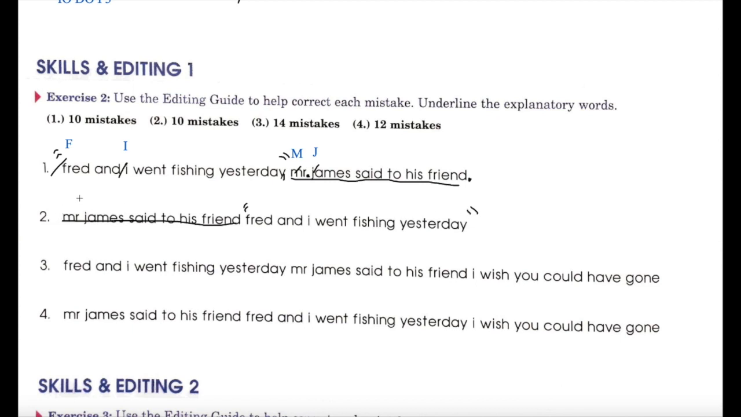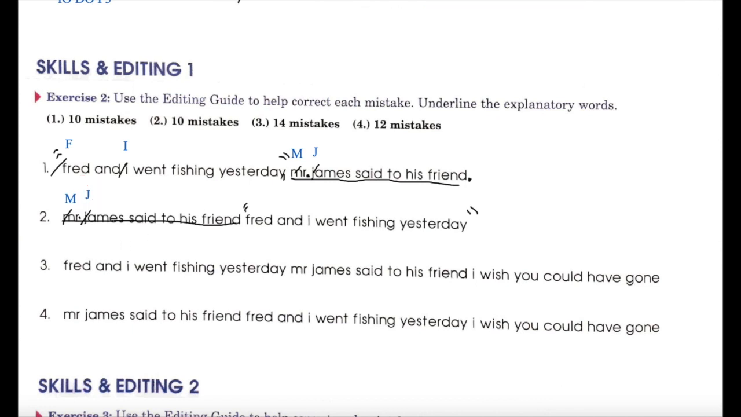All right, let's go back to the beginning. Mr. James, we need to capitalize and we need to put a period in between Mr. and James. We capitalize Mr. James because it is a proper noun.